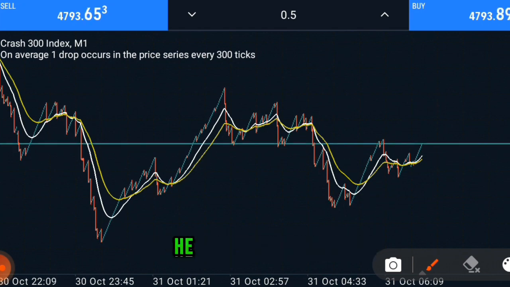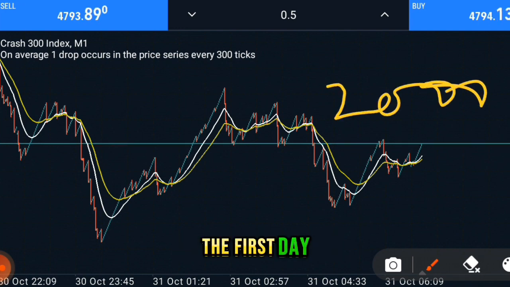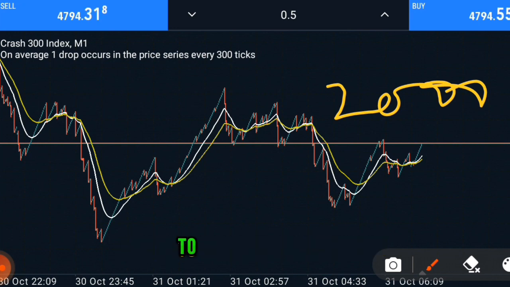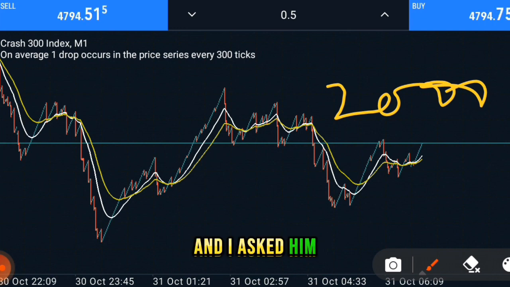Within the first week, he was able to lose part of that $2,000. The first day, he made a loss of $100, I think so. Then the second day, he made a loss of $150. So the money came back to 1,000 something. And he did not inform me. And I asked him, what is wrong?